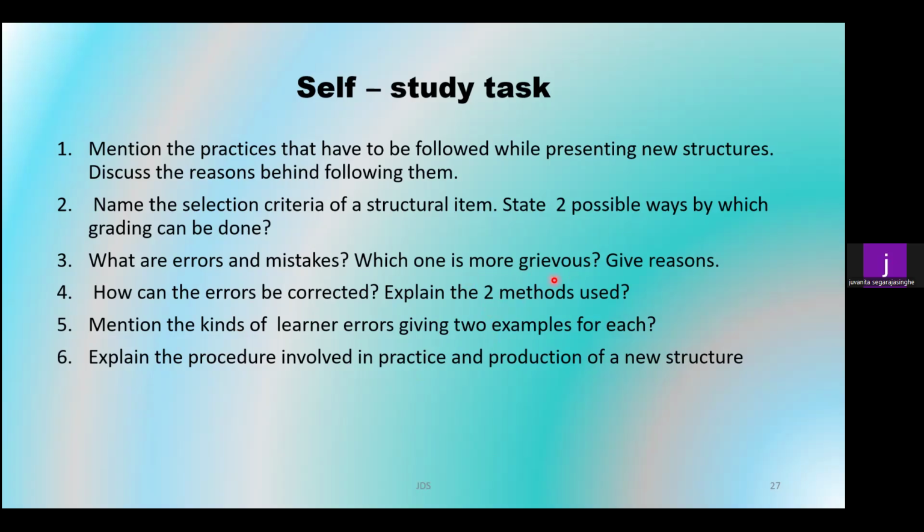Which one is more grievous? Errors and mistakes. Which one is dangerous? Errors. Why? Give me a reason. Why do you say errors are dangerous? Because that's where they learn the basic knowledge. So if they miss out on learning the basic rule and the knowledge, then it will be difficult for them to even understand the topic and the lesson.